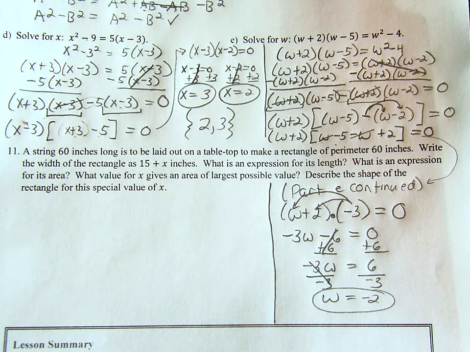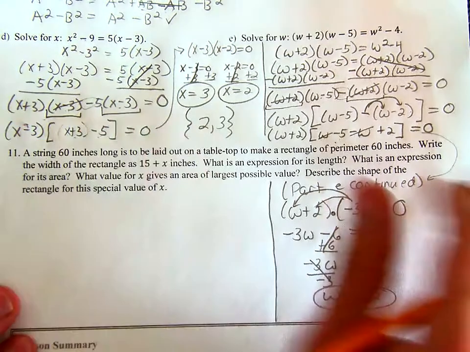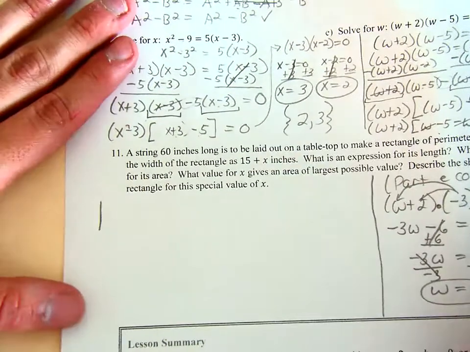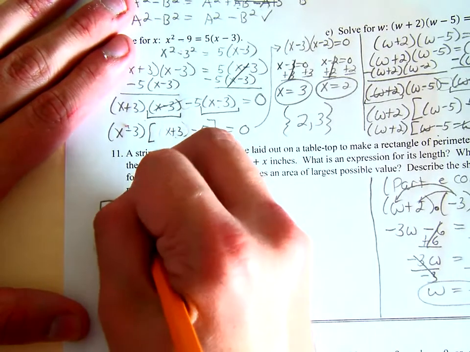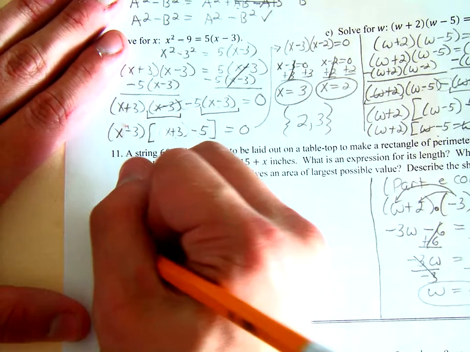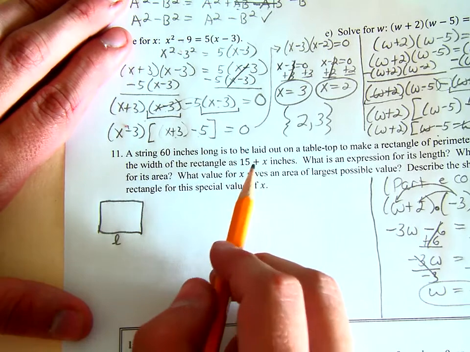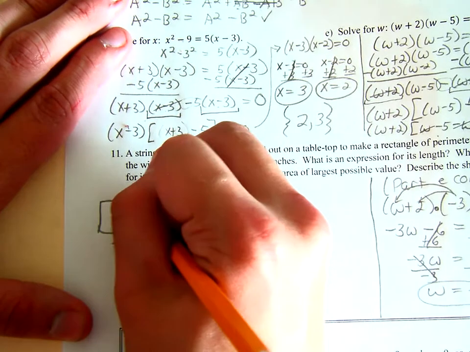So looking at this, we're going to find an expression for the length, and we're going to also find the expression for the area. So if we have a rectangle, it has length and it has width. We're trying to find what the length is, so I'm just going to call that L. The width, they tell us, is 15 plus x.